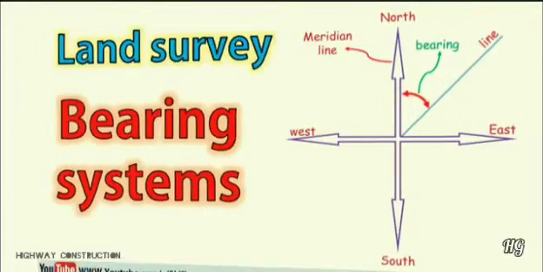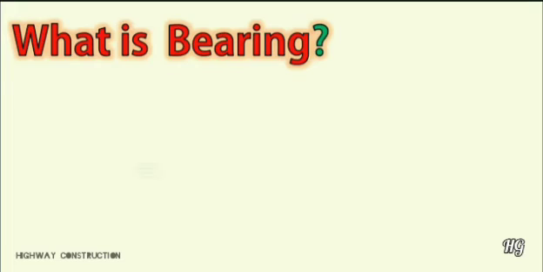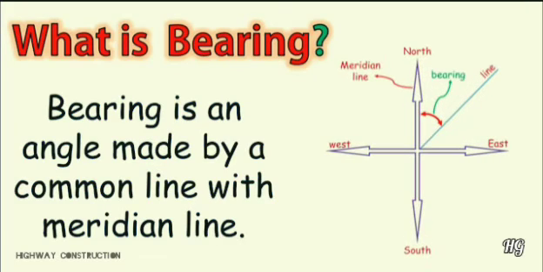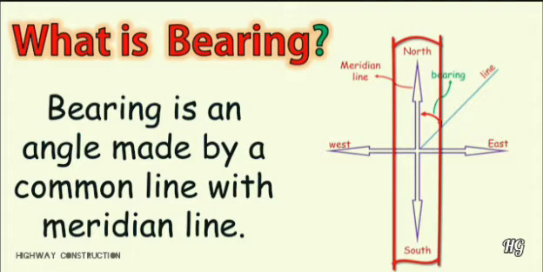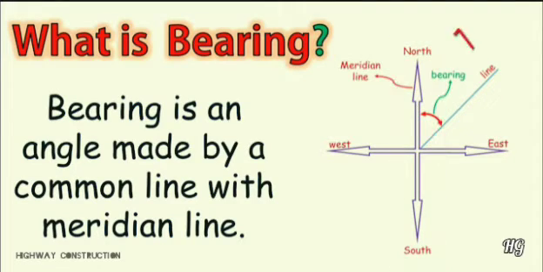Bearing. Let's learn about the bearing first, then we'll go ahead for the bearing systems, right? Remember, bearing is an angle made by a line with the meridian line. If you see in the diagram, the meridian line is just the north-south line. And that blue line is making an angle with that meridian line. So that angle is known as the bearing.